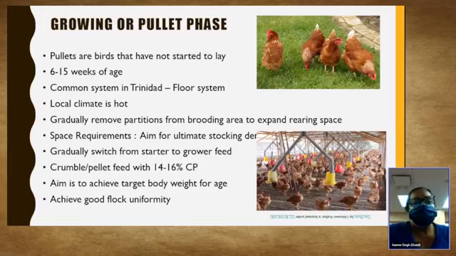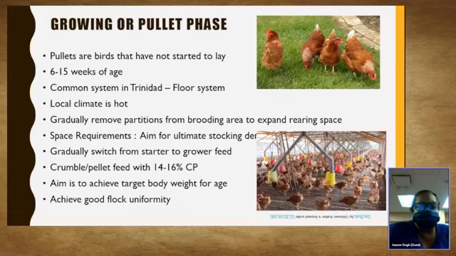So it basically lasts from the 6 to 15 weeks. And the common system in Trinidad is a floor system. Our climate is hot, so basically from brooding, you're gradually removing your partitions, which were the tarpaulin or the bags that you're bagging up your pen with, from the brooding area to expand the rearing space. So when it might have been a small area of the pen, now you are expanding your area by removing the partitions. And you are basically gradually switching from your starter to grower feed. And your feed now will be a little bigger in the particle size.